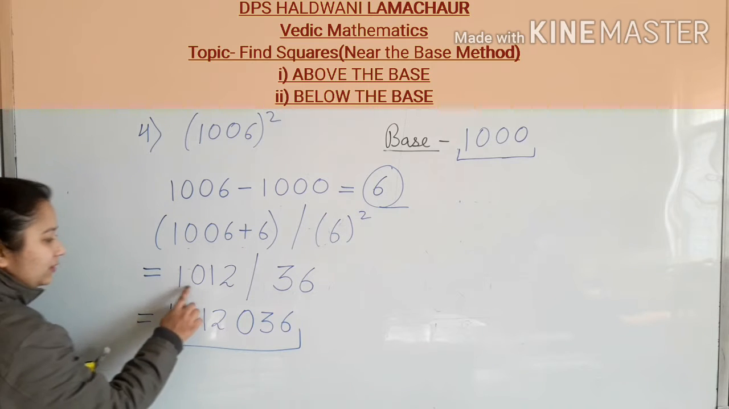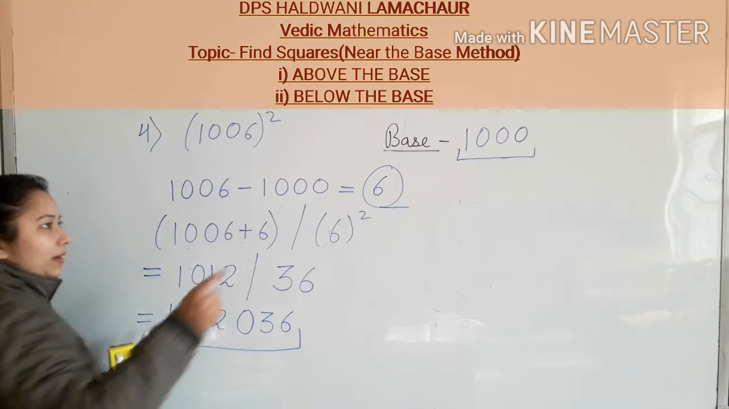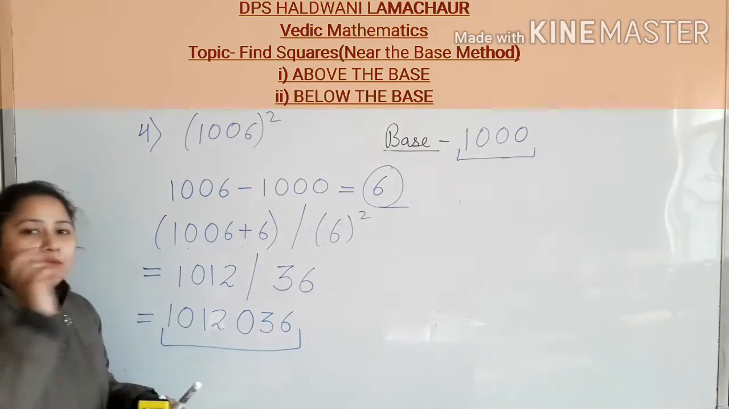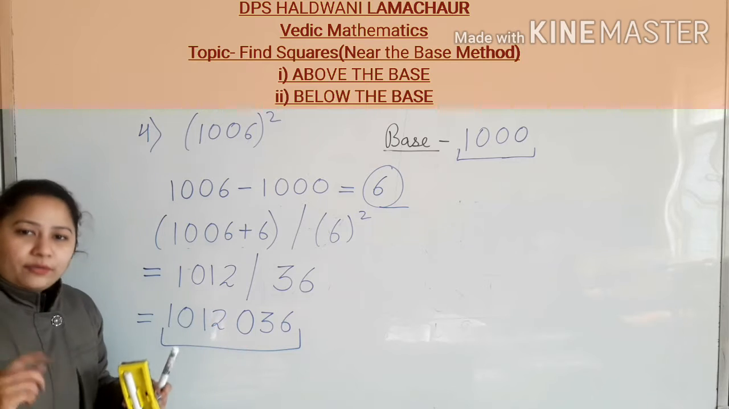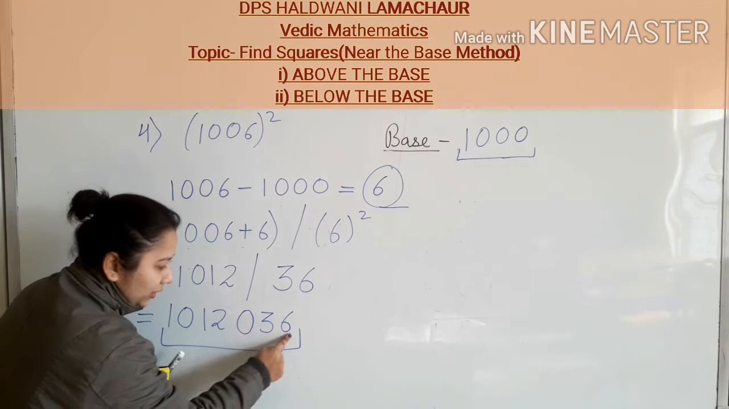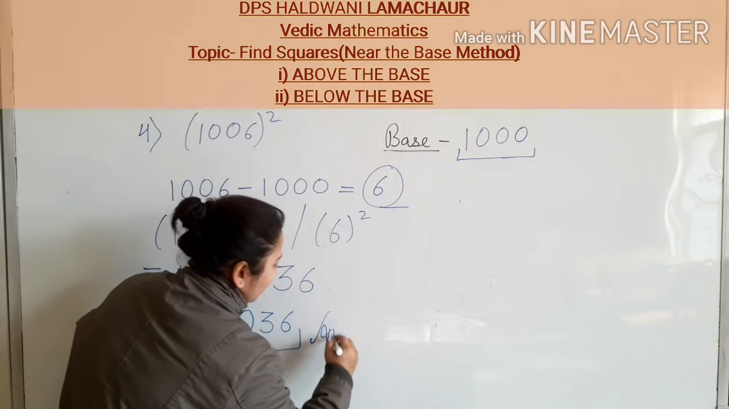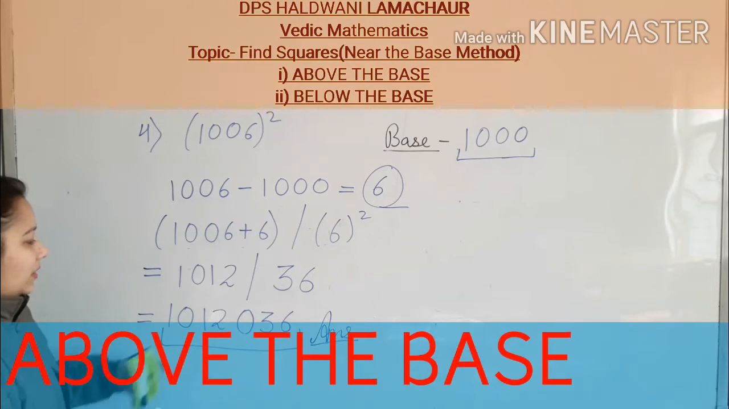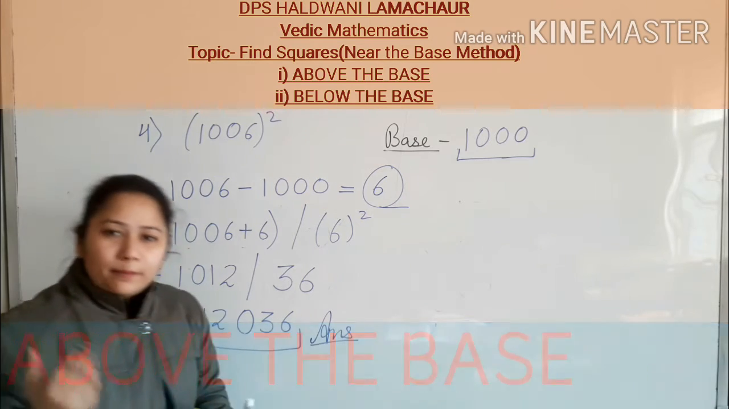Yes. See, 1 0 1 2, 1 0 1 2. This number is a 2-digit number and here are 3 zeros. So for making it 3-digit, we have put 1 0 in front of 36 and now it is 1 2 3-digit. 3 zeros, 3-digit. And this is your answer, students. Now this way you have to do the sums related to above the base.